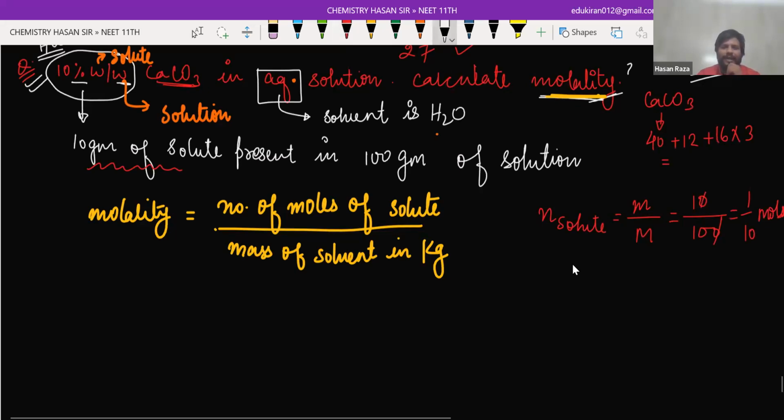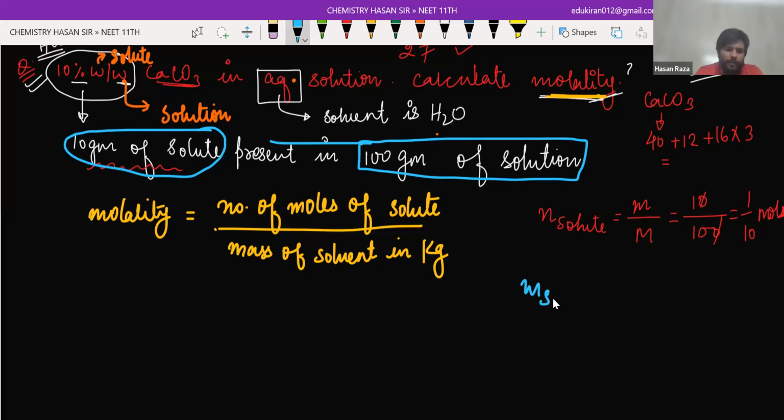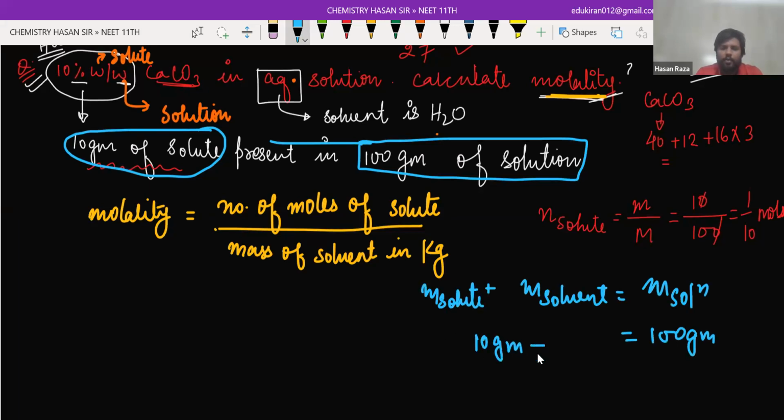After this, the mass of solvent in kg. How to calculate the mass of solvent? Solute is 10 gram and solution is 100 gram. Mass of solute plus mass of solvent is equal to mass of solution. Mass of solution is 100 gram, mass of solute is 10 gram, so the mass of solvent comes out to be 90 gram.